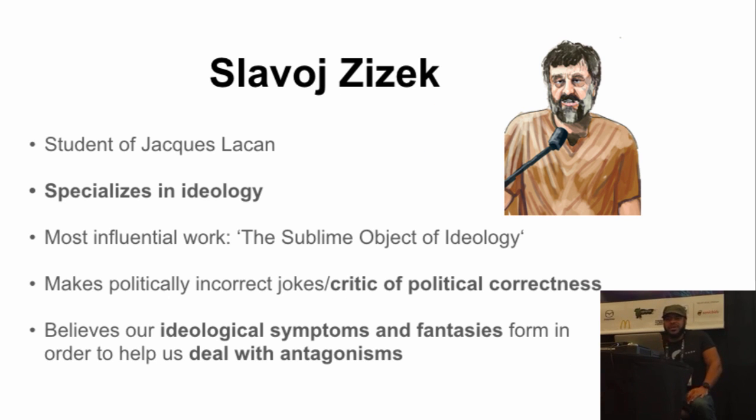Next up is Slavoj Zizek. He's a student of Jacques Lacan, specializes in ideology, and his most influential work is The Sublime Object of Ideology. He makes very politically incorrect jokes, and he's a critic of political correctness, so you probably should expect that, but he's very politically incorrect, and he does it on purpose. And it's actually not just to be provocative, it's to try to get you introduced to his description of what ideology is. He believes our ideological symptoms and fantasies form in order to help us deal with antagonism.